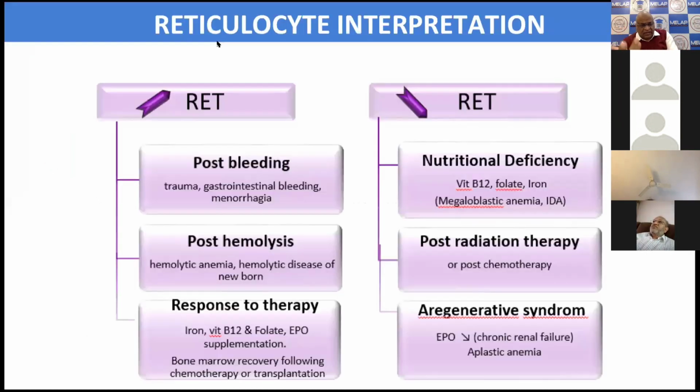So if retic is high, that means either there is bleeding, or it is after some hemolysis, or it is a response to therapy. If retic is decreased, it is either nutritional deficiency, or maybe after radiation therapy the bone marrow is suppressed, or a regenerative syndrome, or there is a decrease in erythropoietin in chronic renal failure, or it may be because of some hypoplastic or aplastic anemia.